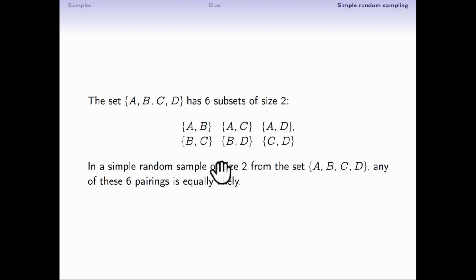So when I'm thinking of forming a simple random sample of size 2, I'm imagining that any one of these 6 is equally likely to be picked. So in a simple random sample of size 2 from the set A, B, C, and D, any of these 6 pairings is equally likely to happen. Okay, so that's the idea of a simple random sample.